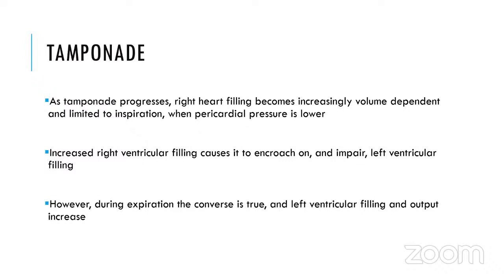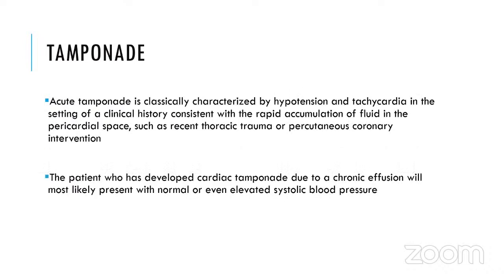It is important to note that this ventricular interdependence is present in normal physiological states. However, it is exaggerated in a tamponade state, which is why it causes the pulsus paradoxus. So usually patients with acute tamponade present with Beck's triad: jugular venous distension, muffled heart sounds, and reduced blood pressure. They may also be tachycardic, and they have a history which is consistent with rapid accumulation of fluid, such as PCI, cardiac surgery, or thoracic trauma.